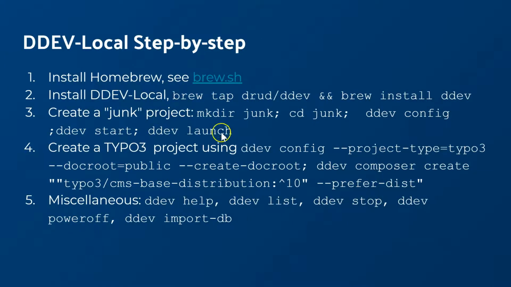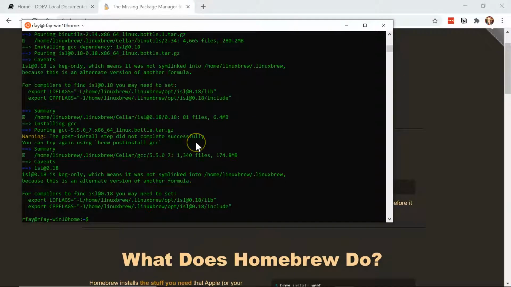Let's take a look at what comes next. We're going to install DDEV-Local. So we're going to brew install. We're going to brew tap drud DDEV, and brew install DDEV.